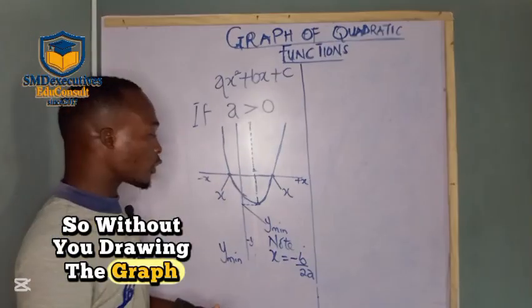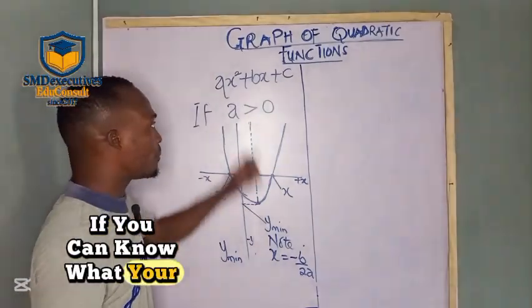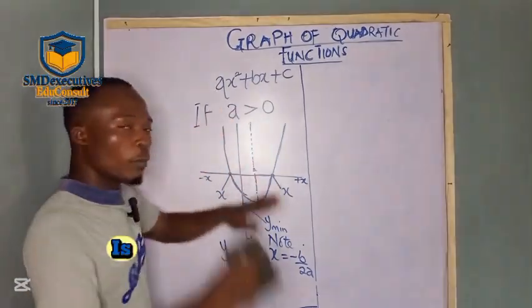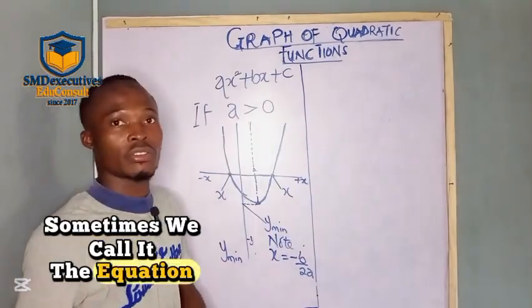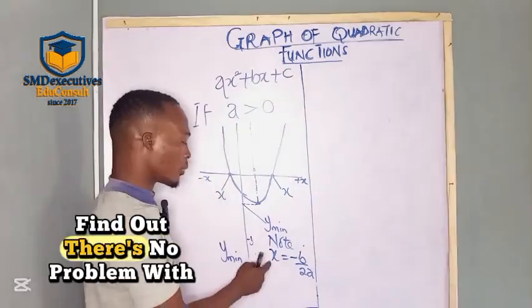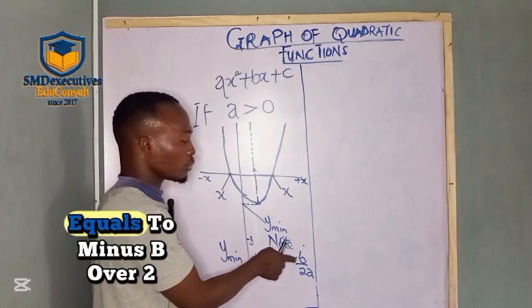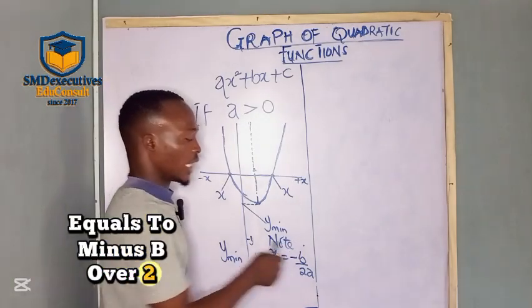So without drawing the graph at all, if you know what your b is and what your a is, you can know your line of symmetry. Sometimes we call it the equation of symmetry or line of symmetry. There's no problem with that. So our x is going to be equal to minus b over 2a.